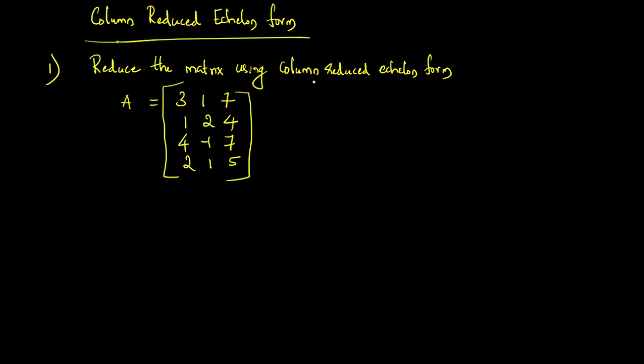In column reduced echelon form, our aim is to make the first element of the first row 1 and all the elements after this one along the row should be zeros. And the second element of the second row should be 1 and all the elements after this 1 in that second row should be zeros.